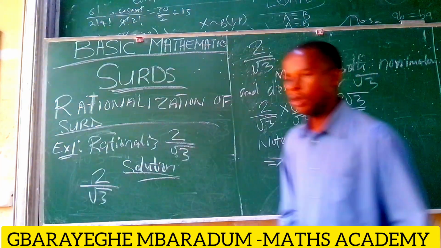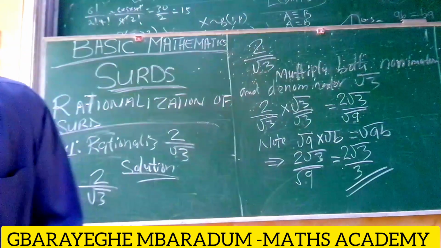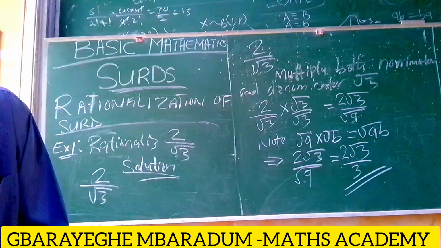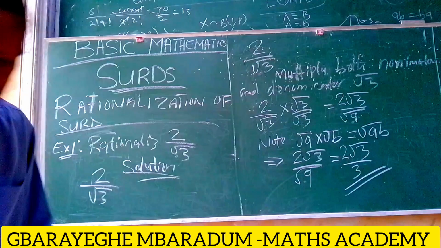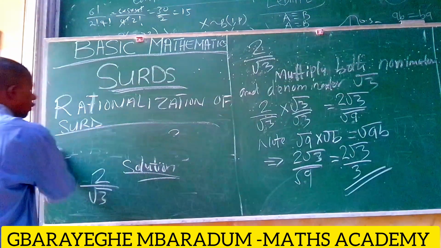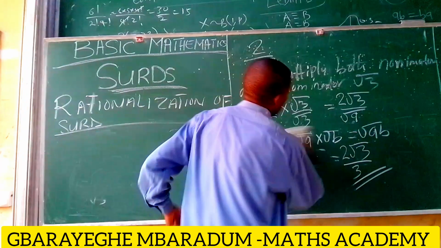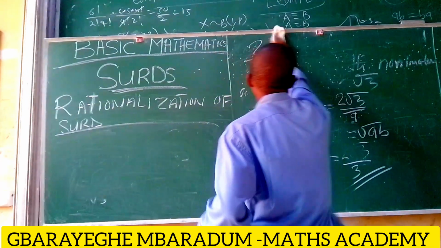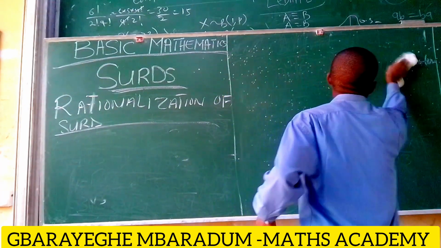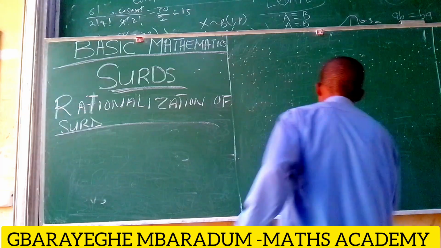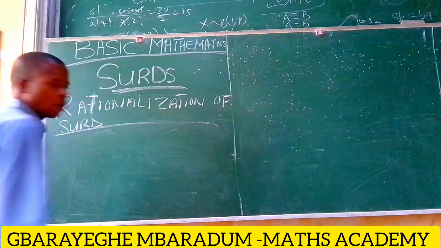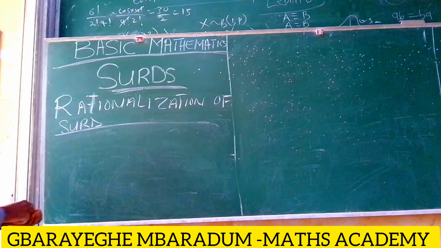Now let's look at a second example on how to rationalize a surd. But I want you to practice all this we are doing now so that you can get the best out of this tutorial. Now let's look at the second example.